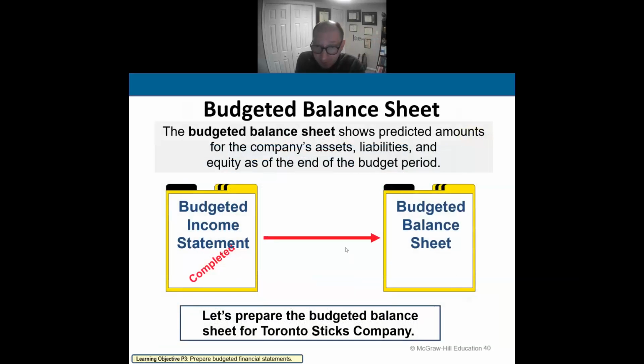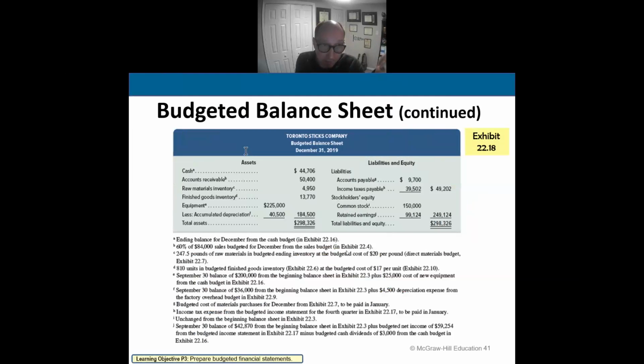I could do the same thing for the balance sheet. The balance sheet, as you know, shows assets, liabilities, and equity accounts. It shows the balances of them. And I can also budget for those things based on my cash budget.